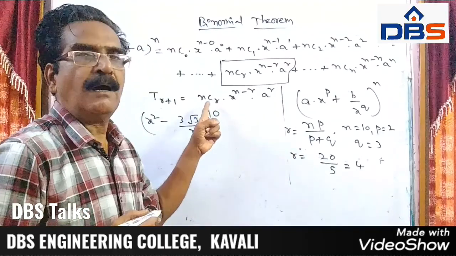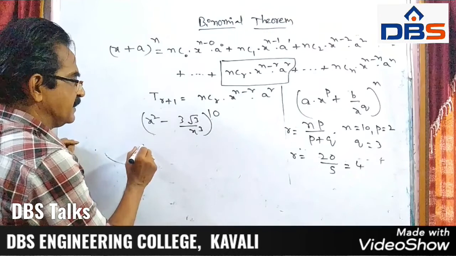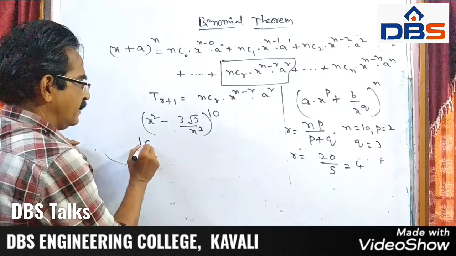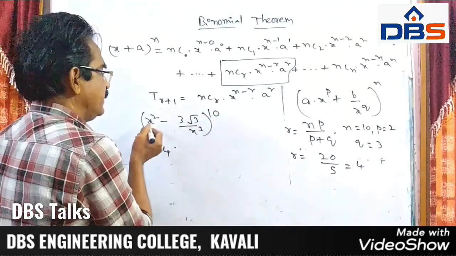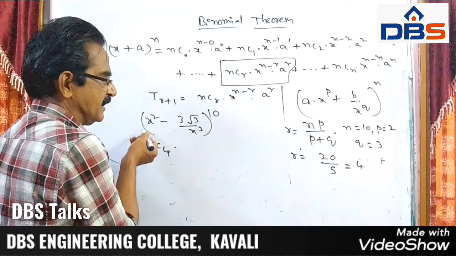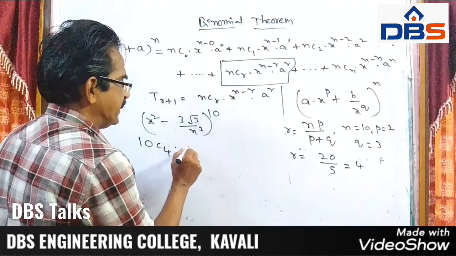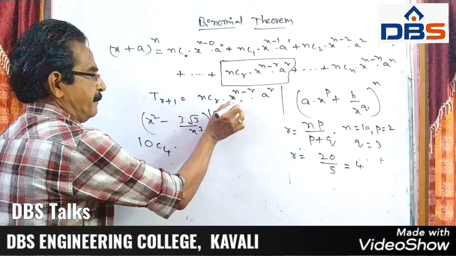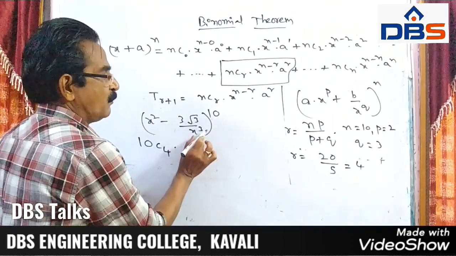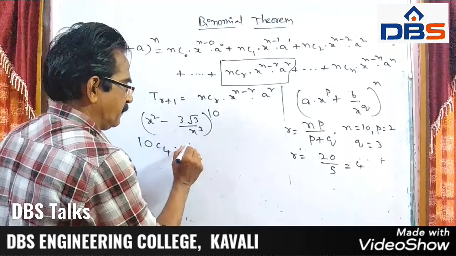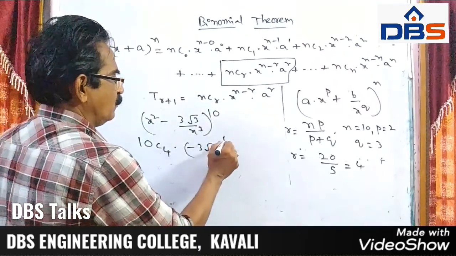Let us substitute r in the general term. We don't want x, we want only the coefficients of x. nCr, n is 10, so 10C4 into x power. Here the coefficient is nothing, so let us not consider this. Here I am not taking the x term because the coefficient of x square is 1. We need not take 1. Here the coefficient is minus 3 root 3, minus 3 root 3 whole power r, which is equal to 4.